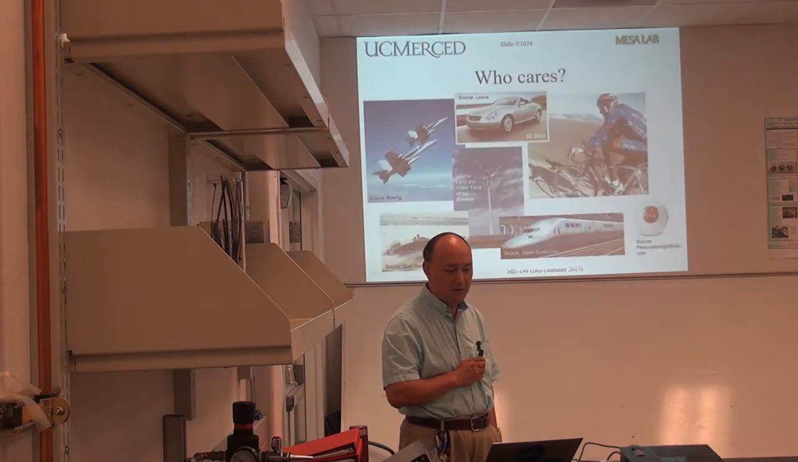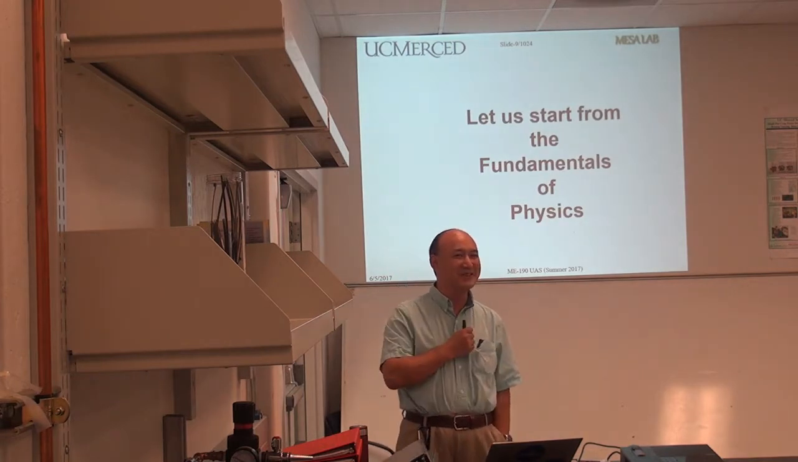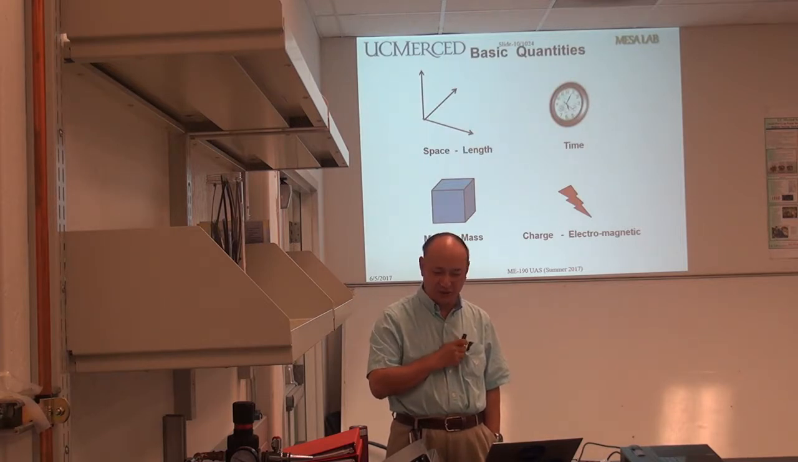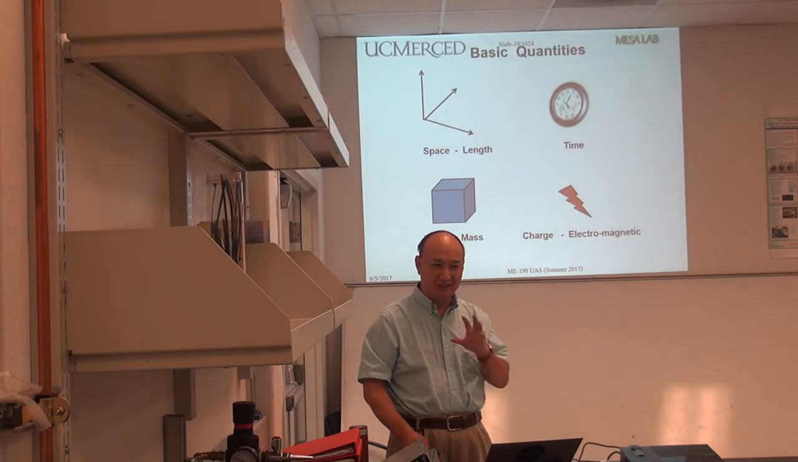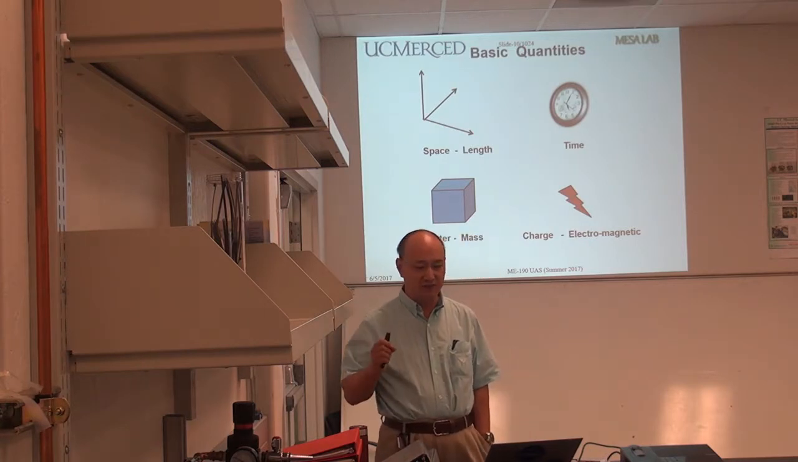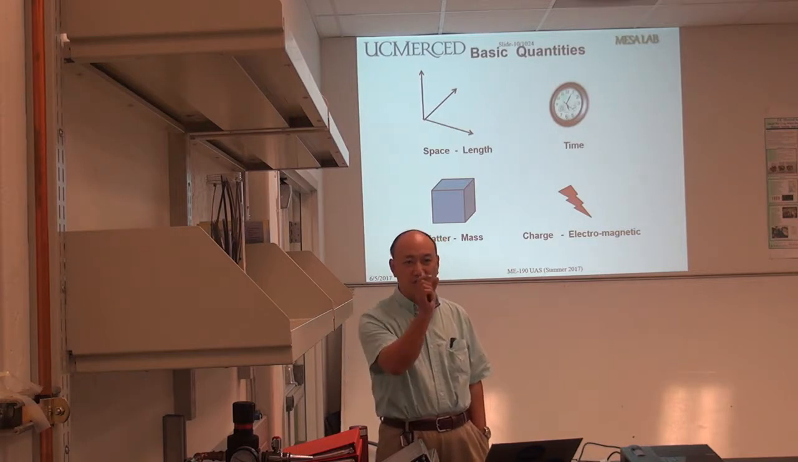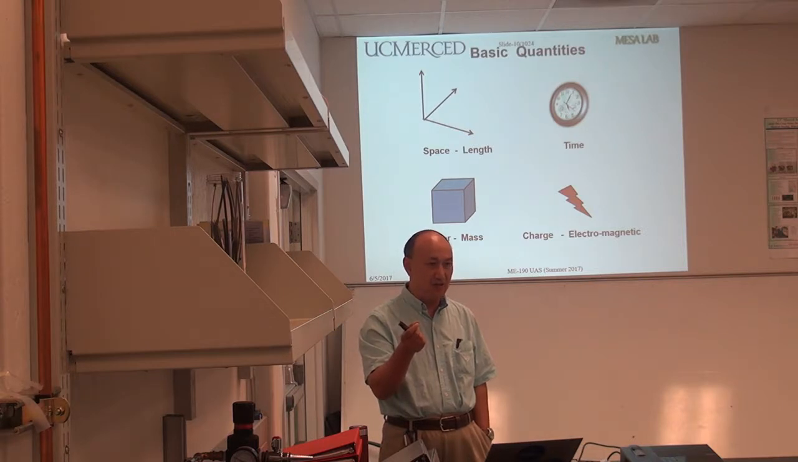So, who cares, and how hard? It is very hard. But let's start from high school, or maybe middle school. What are the basic quantities we already learned? Space, time, matter, and charge. These are the four things, and all other physical quantities are derived from them. When you heard about dimensional analysis, the units, time is in seconds, length in meters, mass in kilograms, and charge in coulombs, and so on and so forth.